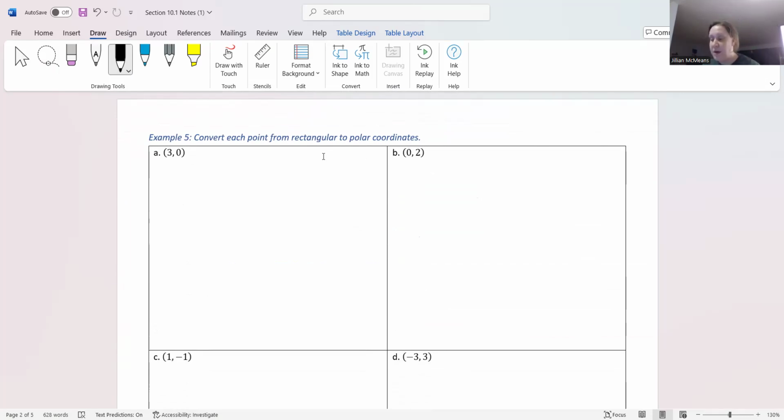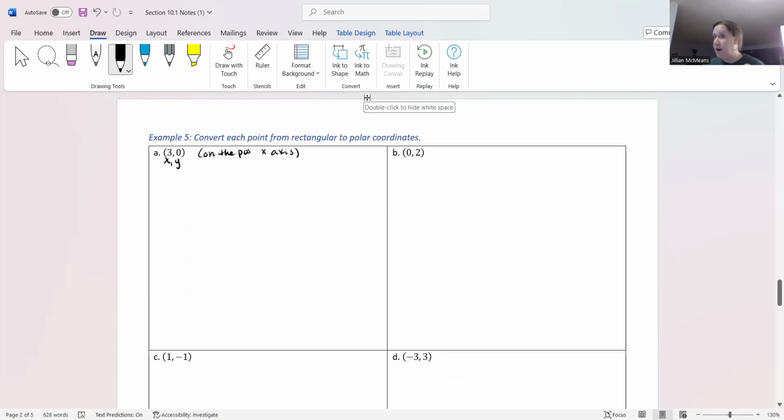Well, the first point we have is definitely rectangular, so this is an x, this is a y, okay? And this is not in a quadrant. This is actually on an axis. So if we're at the point 3, 0, this is on the positive x axis. Okay, that's cool. Let's think about what that's going to mean in terms of polar coordinates.